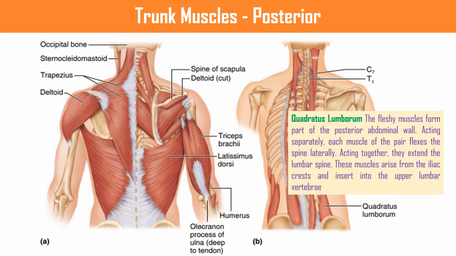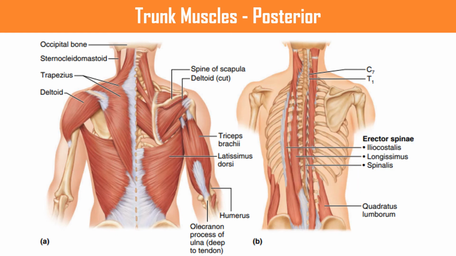Next is quadratus lumborum. These fleshy muscles form part of the posterior abdominal wall. Acting separately, each muscle of the pair flexes the spine laterally. Acting together, they extend the lumbar spine. These muscles arise from the iliac crest and insert into the upper lumbar vertebrae.